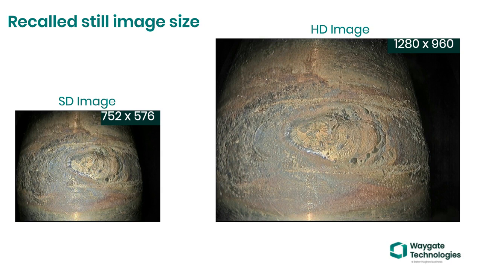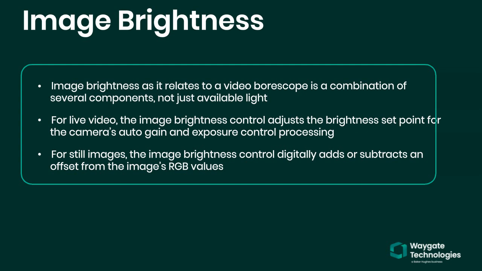As discussed earlier, image quality is comprised of multiple pieces. The same is true for brightness, a key part of image quality. Available light is only part of the story. With live video, the brightness control will adjust a brightness set point for auto gain and exposure control processing. In a still image, the brightness control digitally adds or subtracts an offset from image RGB values. In the next slide, we will examine a graphic that shows the combination of components contributing to brightness levels.